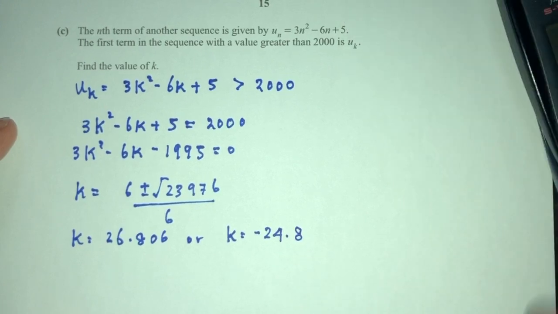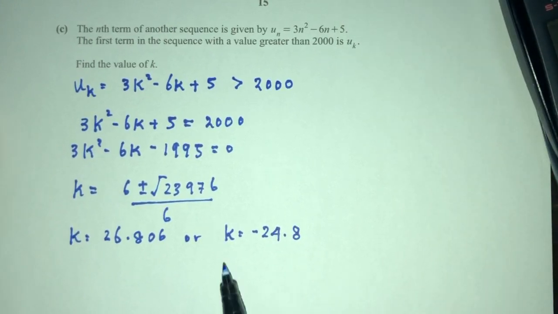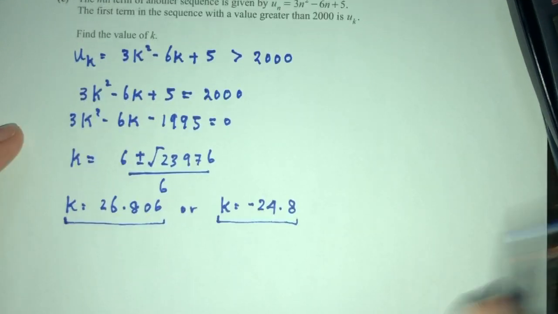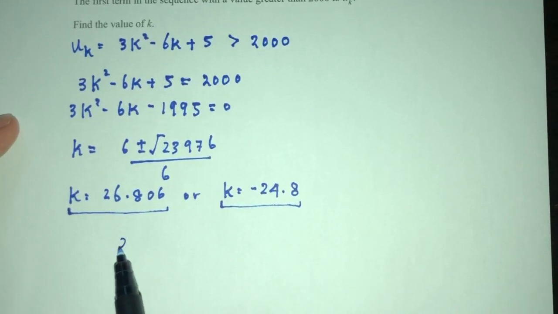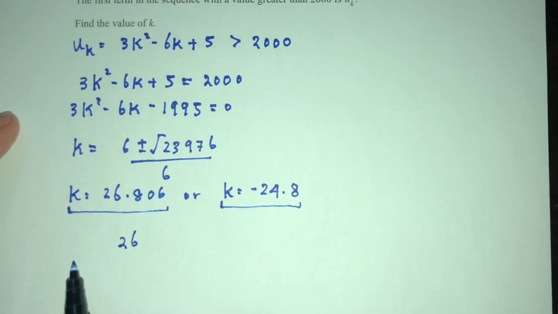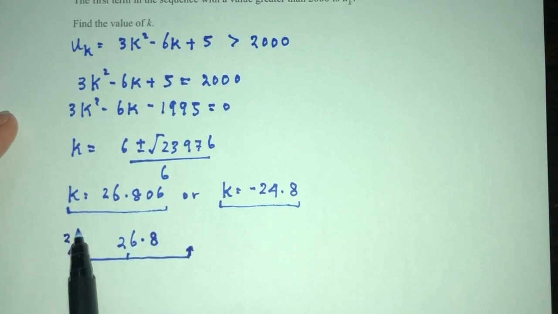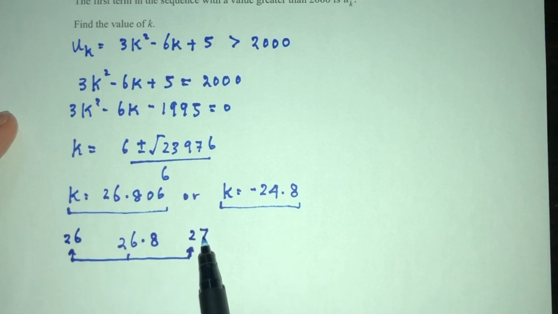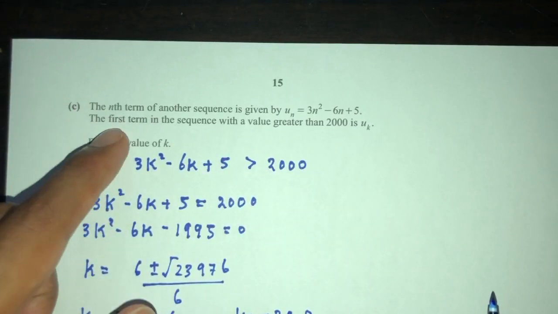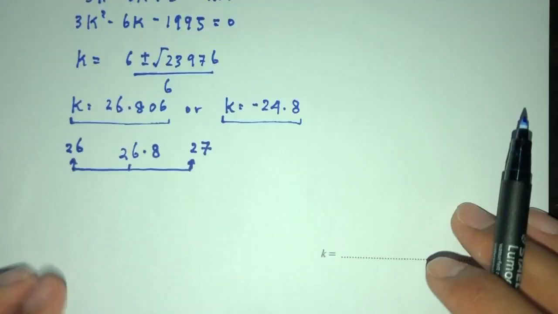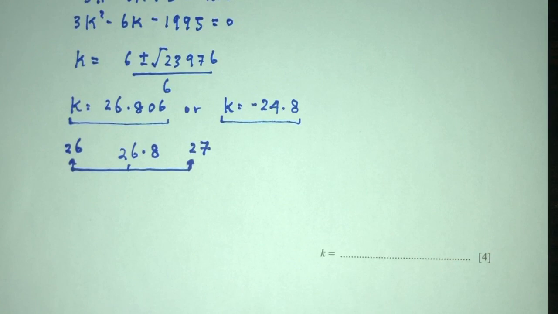Again, obviously a term here cannot be negative, so we will not be looking at this value, but looking at this one. Now, obviously, we have 26.8 something on the number line. What is the integer before and after this? You would say before you will have 26, and after you have 27. Obviously, a term can only be an integer, right? So we can only choose either 26 or 27 to be that value.